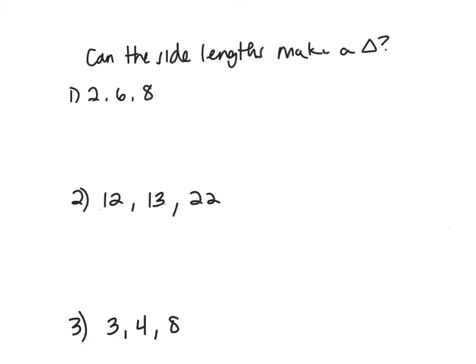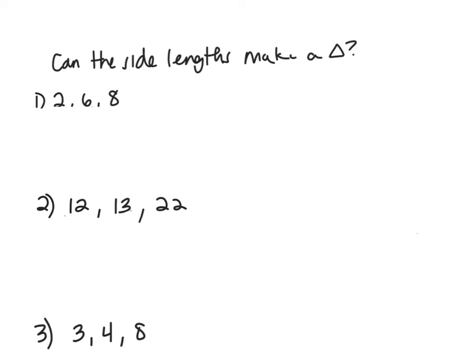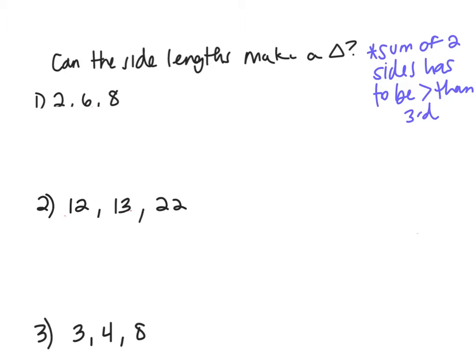For the purpose of today, we are just going to be covering what we didn't touch yesterday. So, can the side lengths make a triangle? Remember, by our triangle inequality theorem, that was where we learned that the sum of two sides has to be greater than the third. Okay, so to determine if given side lengths are going to create a triangle or not, we need to look at two side lengths, compare them to the third.